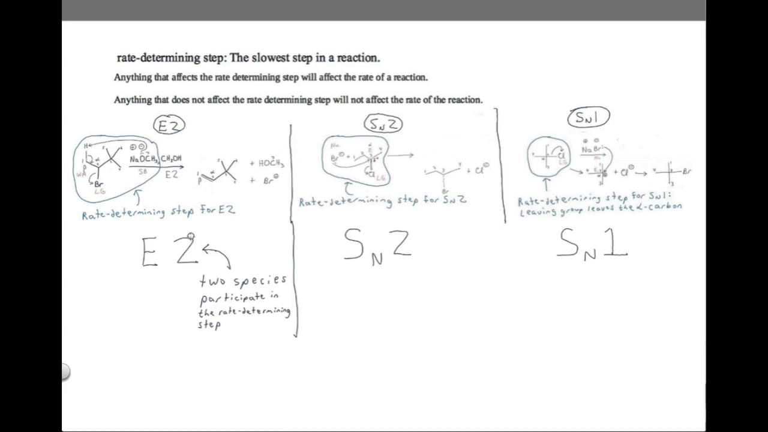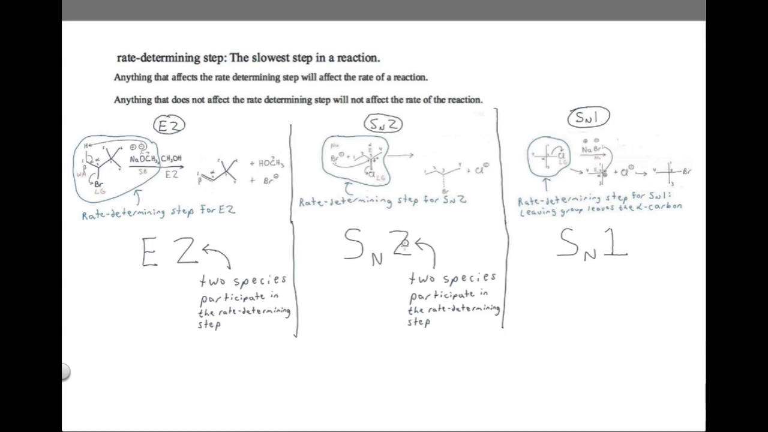E2 has the number 2 in its name to represent the idea that 2 species participate in the rate-determining step for E2. Next question, what does the number 2 represent in the term SN2 mechanism? Here's the answer. It represents the same idea as for E2.